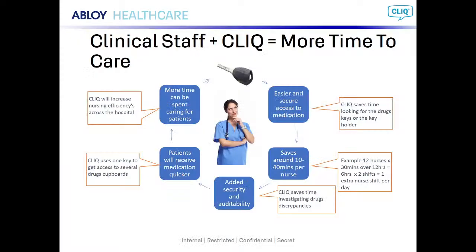So to summarise, going clockwise, obviously CLIQ saves time looking for the drugs keys and the key holders, so it's easy to secure access to medication. You're saving all that nurse's time, anything between 10 and 40 minutes. If you take an example of 30 minutes, 12 nurses, 12 hours, you're almost recovering 6 hours of nursing time over 2 shifts. So, a significant amount of time.